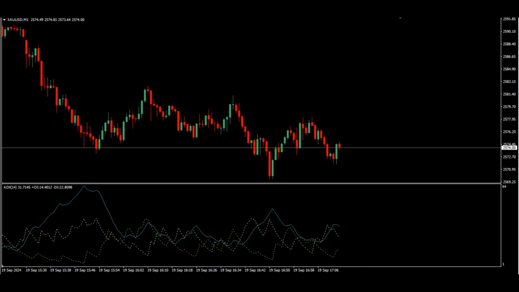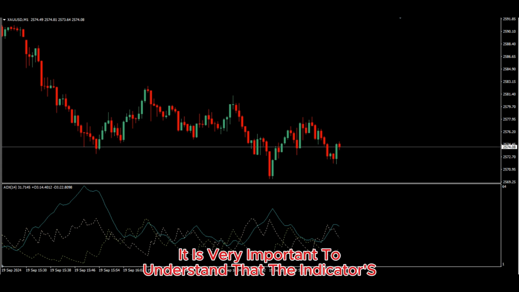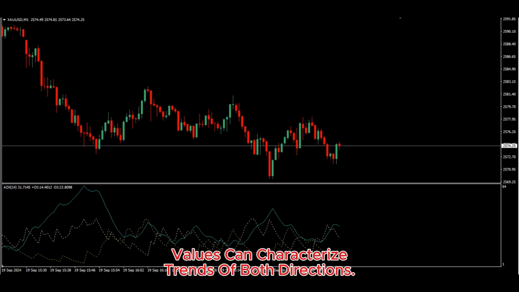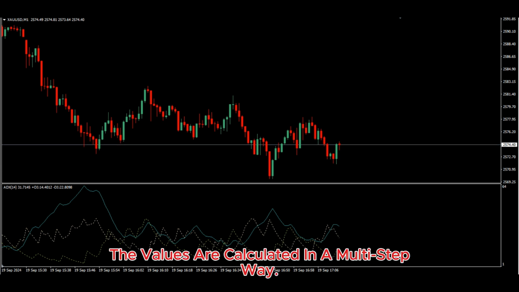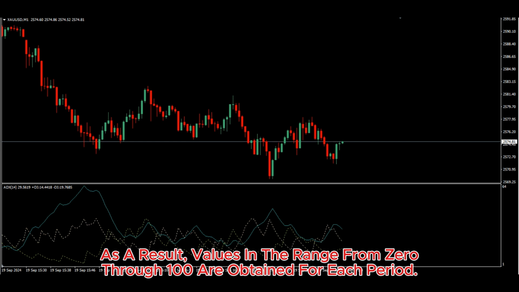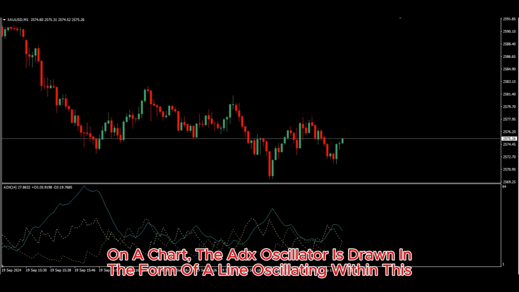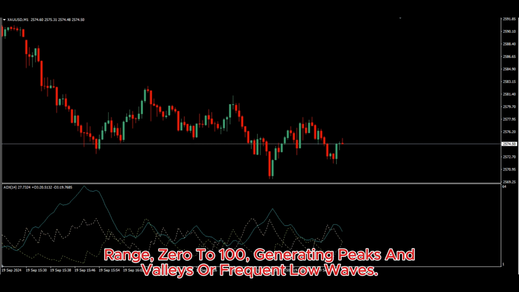It is very important to understand that the indicator's values can characterize trends of both directions, up and down. The values are calculated in a multi-step way. As a result, values in the range from 0 through 100 are obtained for each period. On a chart, the ADX oscillator is drawn in the form of a line oscillating within this range, 0 to 100, generating peaks and valleys or frequent low waves.